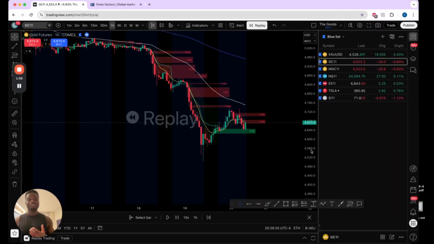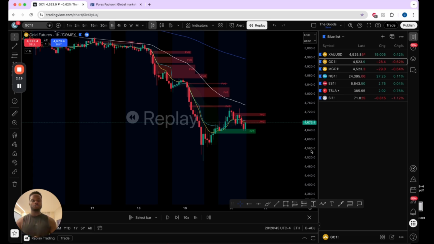Now, the very first thing I do when I come to the market, I look at the higher time frame to have a market directional bias. I can't go to the 5 minute, I can't go to the 2 minute, I can't go to the 1 minute trying to find some sniper entry if I have no idea what the bigger picture is. I need to go to the higher time frame.